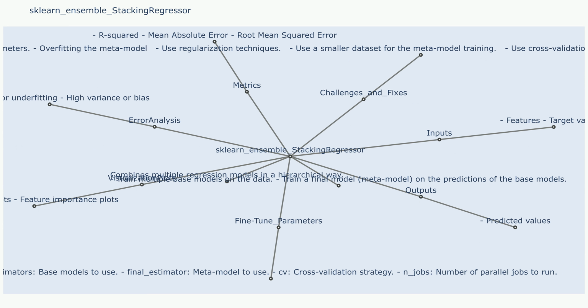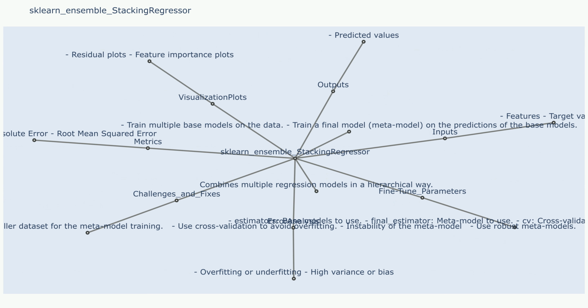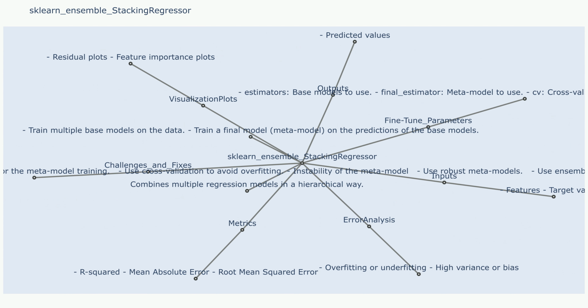Fixes to challenge 1: use regularization techniques, e.g. L1 or L2 regularization, to reduce the complexity of the models. Use cross-validation to select the optimal model complexity and avoid overfitting. Employ early stopping to prevent the model from training for too long and overfitting the data.